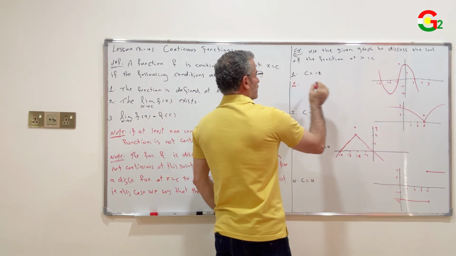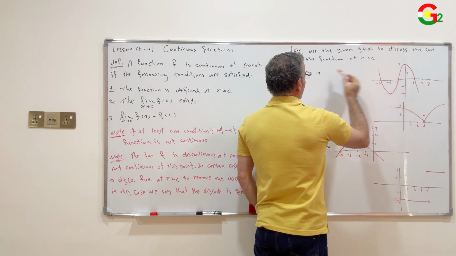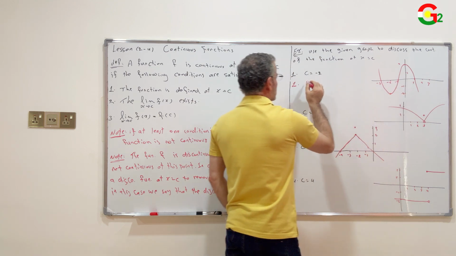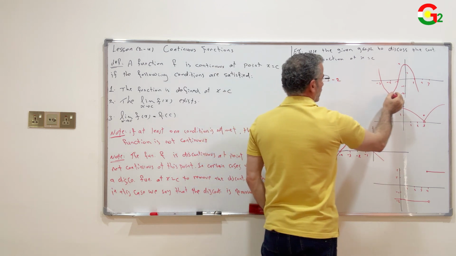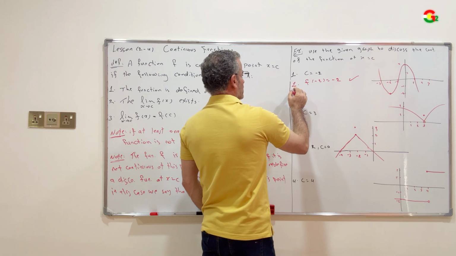The first condition is f of -2 exists. f of -2 here is -2. So f of -2 equal to -2 exists. The first condition is met.